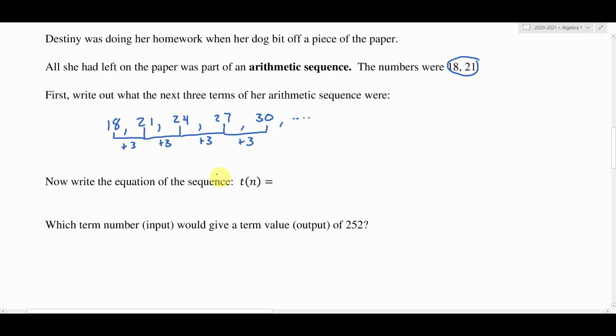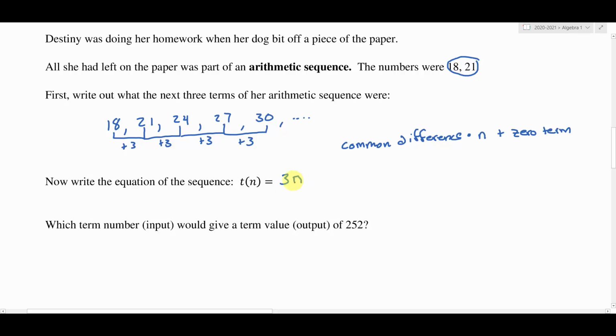All right, so now what they want me to do is to write the equation of this sequence. All right, so remember that our equation is always going to be in this form: common difference times n plus 0 term. Okay. So the common difference is what we are adding by each time here. So we're adding by 3. So the common difference in our equation is going to be a 3. So I got to do 3 times n.